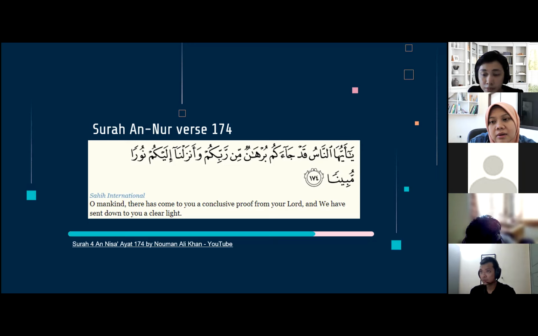Like I mentioned before, Al-Quran itself is not giving light if we do not read it. It's like the recombining process. If we recombine with the Quran, inshallah it will benefit us.